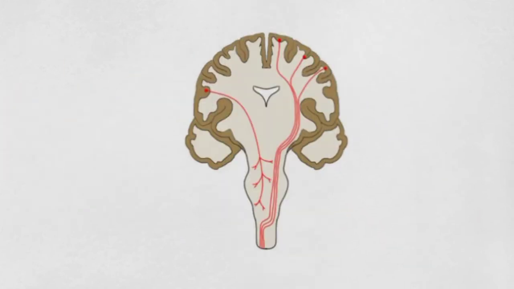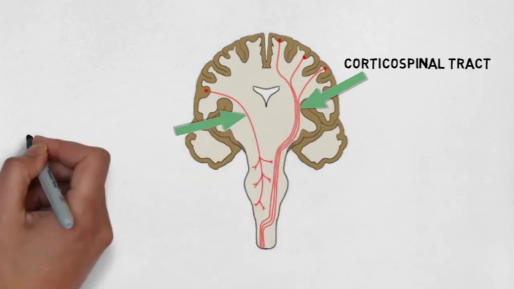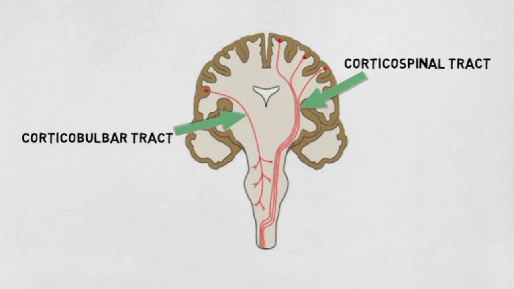Most of the neurons that travel from the primary motor cortex carrying signals regarding movement will enter one of two major motor pathways: the corticospinal or corticobulbar tracts. The corticospinal tract carries movement-related signals to the spinal cord to cause movement of the body, while the corticobulbar tract carries signals to the brainstem to cause movement of the head, neck, and face.